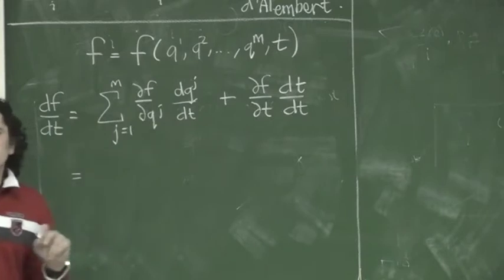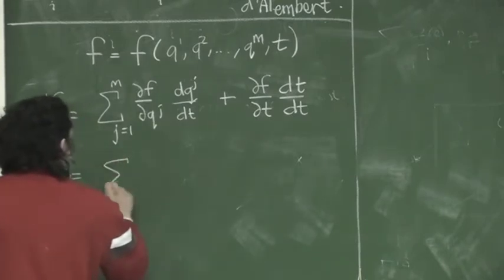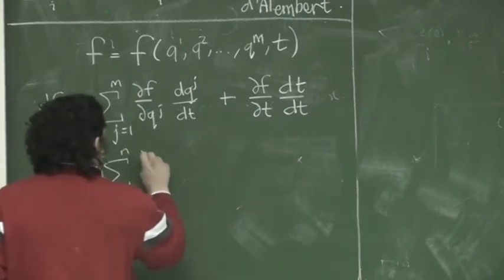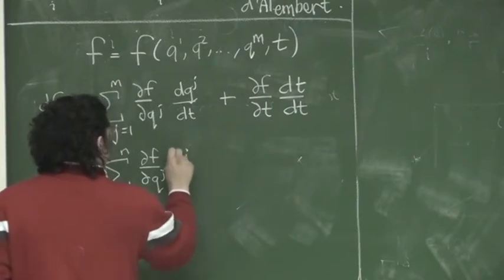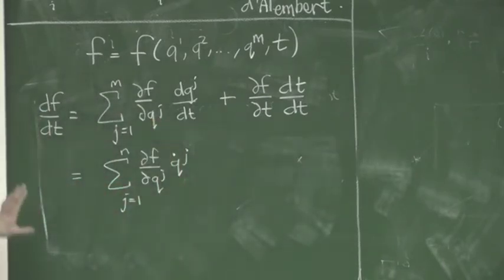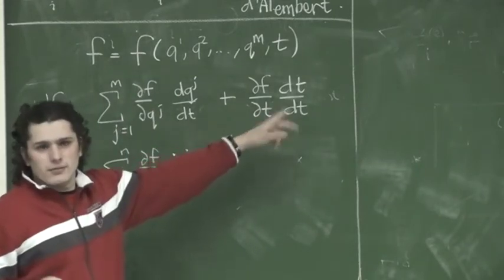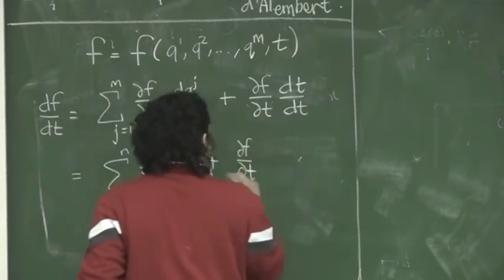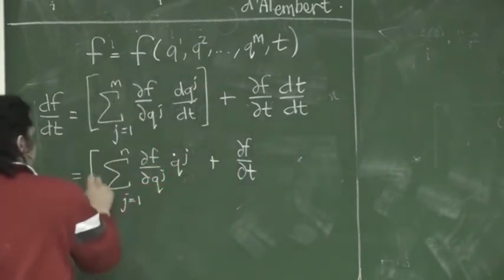dqj dt I'm going to simply write as qj dot. So I can write this as the sum, j is 1 to n, of del f by del qj times qj dot, plus, what's dt by dt? 1. So this is just del f by del t times 1. This is in brackets, in case you were wondering.